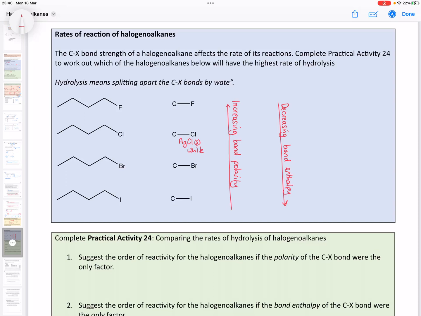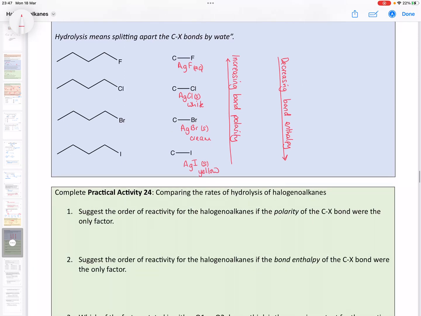If it was with the bromine halogenoalkane, you would get a cream precipitate, silver bromide, and with the iodine halogenoalkane you would form silver iodide, which is yellow. The reason that we don't see a precipitate formed with the fluoro compound is because silver fluoride is aqueous. It's not a precipitate, it's soluble in water.